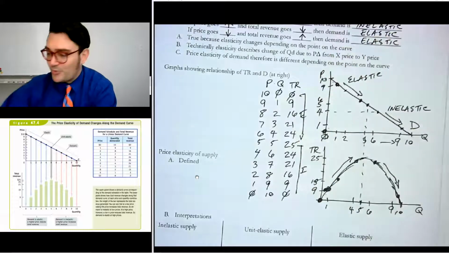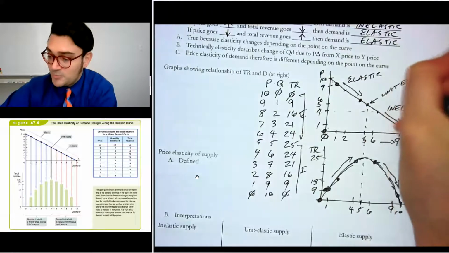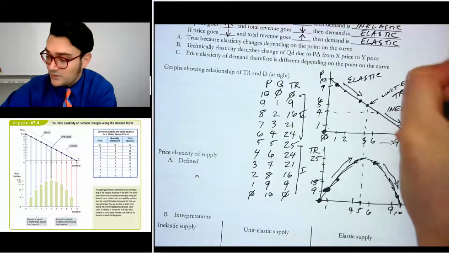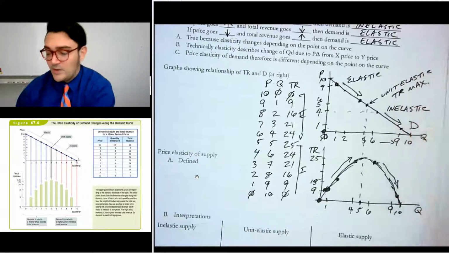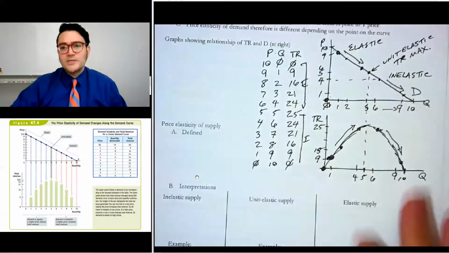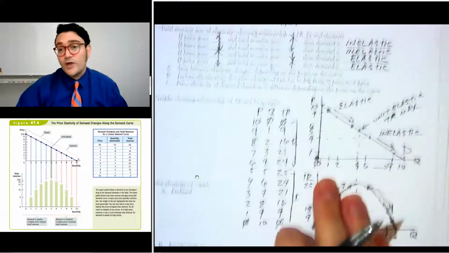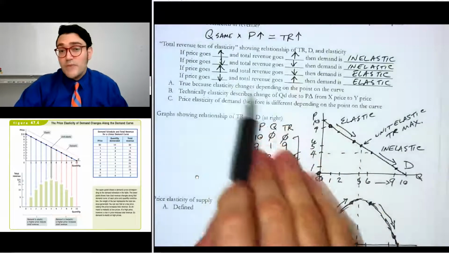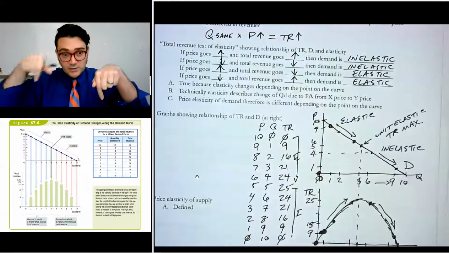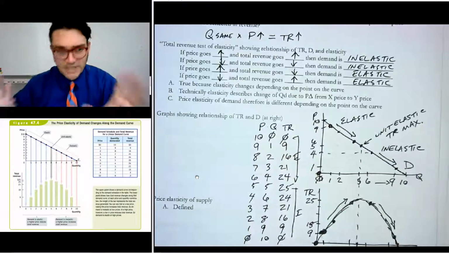So what's that middle point? That middle point is unit elastic, and that's the point where the total revenue is maximized. I know that this seems really intimidating, and I've heard that over the years, but what I'll tell you is that you're not going to be asked to redraw all of this. What you will be asked to do is interpret, and generally speaking, if you can remember the total revenue test of elasticity, price, total revenue, and which one is elastic and inelastic, you're going to be just fine.